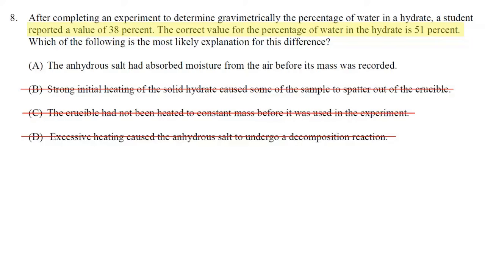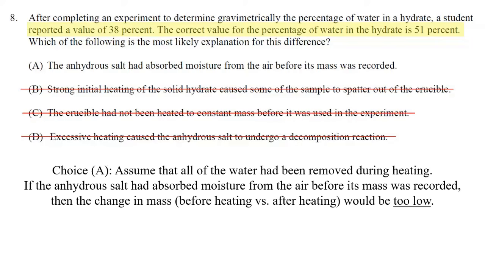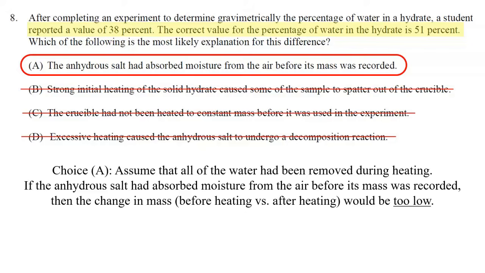Now, why is the correct answer choice A? Well, let's suppose the experiment was done in a normal way and all the water had been removed during heating. But if before the mass was recorded, the anhydrous salt had absorbed moisture from the air, then that change in mass before and after would be too low. So that's why the correct answer is choice A.